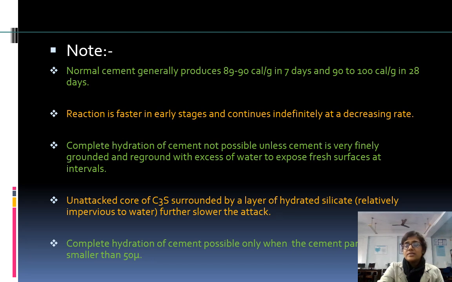So what are the things we should note? Importantly, normal cement generally produces around 89 to 90 calorie per gram in 7 days and 90 to 100 calorie per gram in 28 days. The reaction is faster in the early stages, as we have seen, and it continues indefinitely at a decreasing rate. This is very important. It's not that we cure for 28 days and the reaction stops. There is a continuous reaction going on, and it decreases with time.